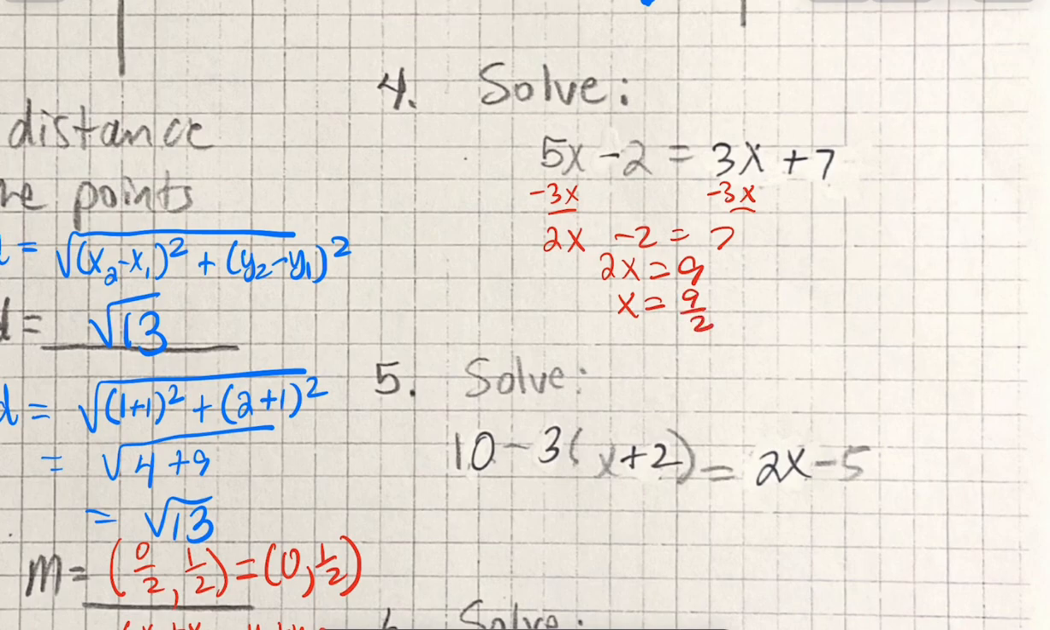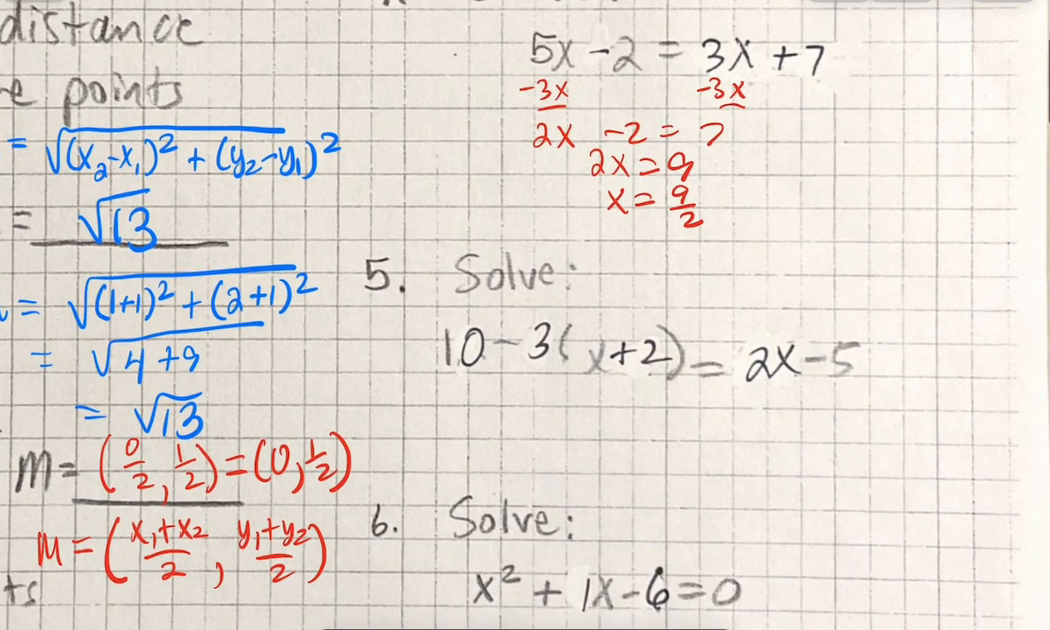If that fraction can reduce, reduce it. Don't waste your time putting it as a decimal. I like 9 over 2. It's great. It's fine. It's wonderful. So fractional answers are okay. Just leave it. Do we have any questions about number 4? Okay, let's take a look at number 5.